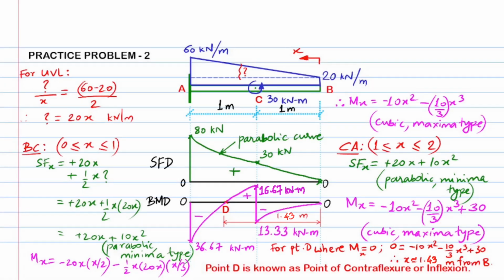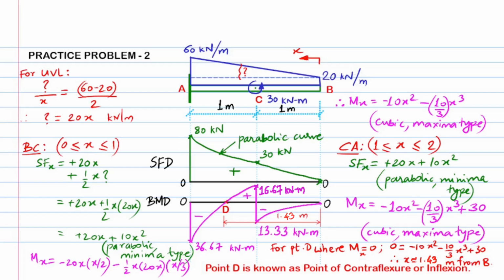In this example as well, there is no horizontal load acting on the beam. Hence, there is no axial force developed within the beam. The maximum shear force is found to be 80 kilonewtons located at the fixed end. The maximum bending moment is found to be 36.67 kilonewton meter, also acting at the fixed end of the beam.